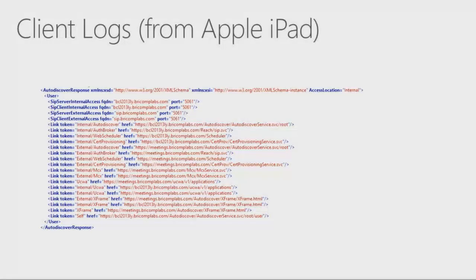mobile clients. The only thing we care about is UCWA and external UCWA. We don't care about the internal UCWA. We don't care about MCX because this is the 2013 client. We don't care about your SIP servers. We don't care about the edge. We don't care about anything. What we care about is UCWA in the app.